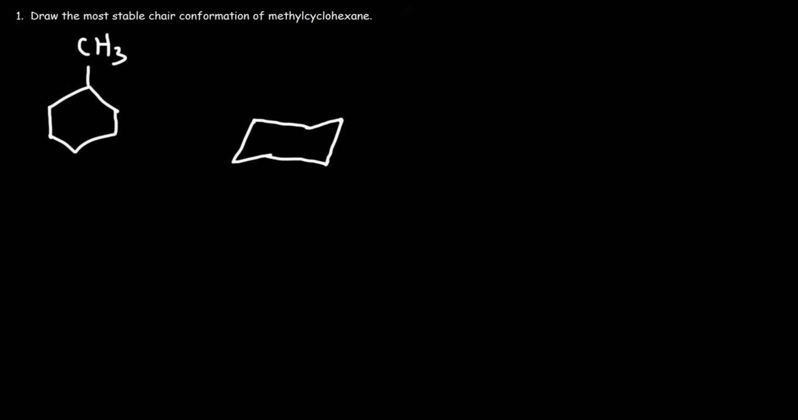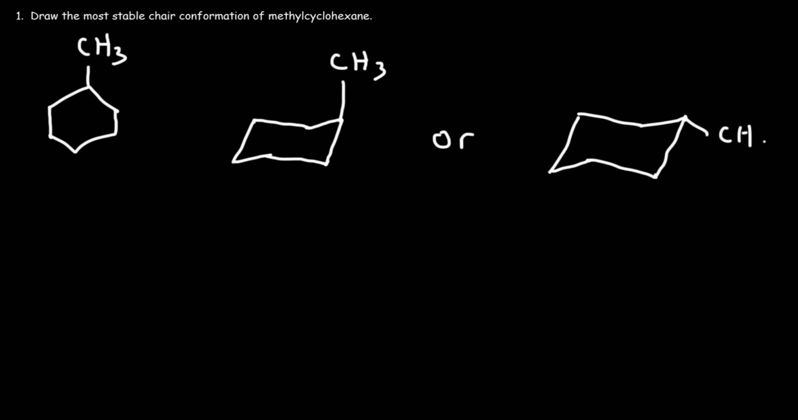Now, we could put the methyl group in the axial position, or we could put the methyl group in the equatorial position. In both cases, this represents methylcyclohexane. But which one is more stable than the other? Is it better to put the methyl group in the axial position or in the equatorial position? Which configuration is the lower energy configuration?